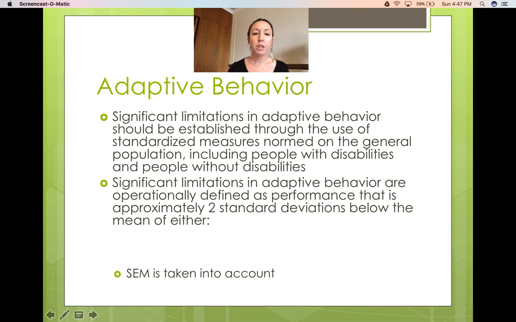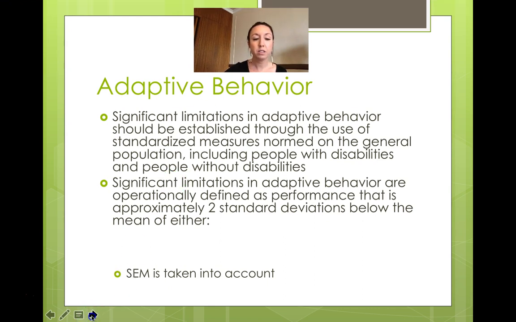So adaptive behavior, it's defined through the definition, when we're looking at intellectual disability in that context, as a significant limitation in adaptive behavior. It needs to be established through the use of standardized measures. Just like with IQ, it needs to be normed on the general population, and that includes people with and without disabilities. When we're looking at deficits in relation to the definition, we need to see significant limitations in adaptive behavior, as also 2 standard deviations below the mean of either, there are 2 separate things.